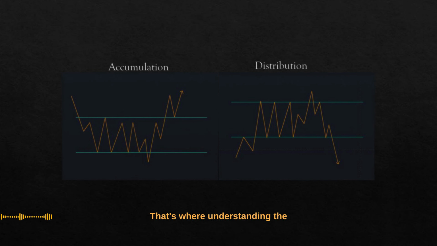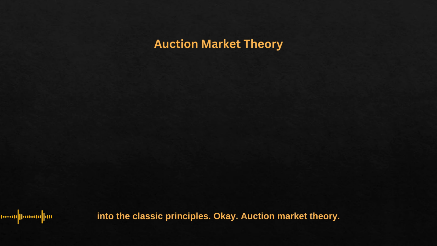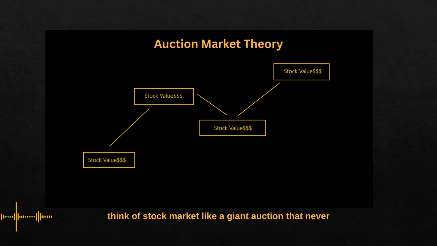That's where understanding the market as an auction comes in. Wyckoff 2.0 ties this auction market theory into the classic principles. Auction market theory, that's new to me. What's the elevator pitch? Okay, so think of the stock market like a giant auction that never stops. Instead of bidding on a painting or something, it's stocks. And that price is constantly moving up and down to try to find the true value. So the market is saying, hey, anyone want to buy at this price? And if no one does, then it's okay, how about a little lower? That's a great way to visualize it.